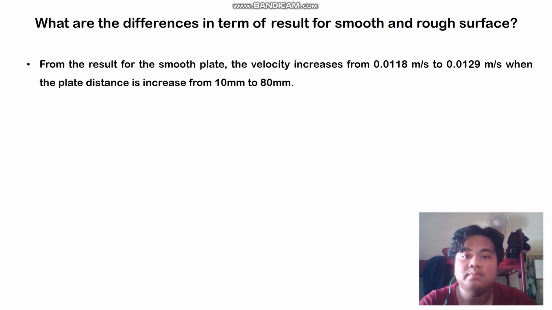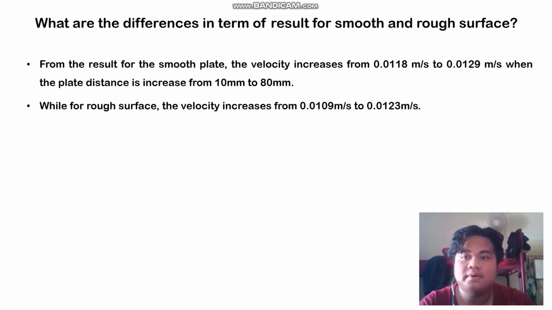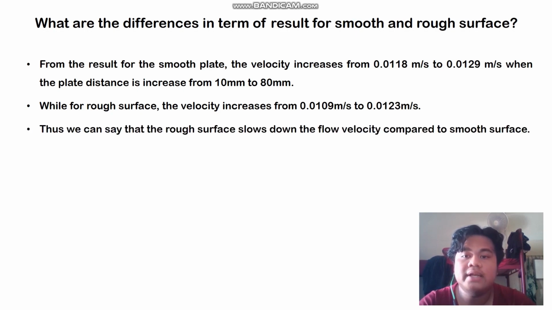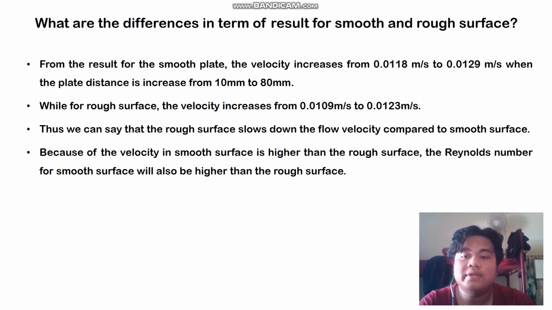The last question is, what are the differences in terms of results for smooth and rough surfaces? From the results, for the smooth plate, the velocity increases from 0.0118 m/s to 0.0129 m/s when the plate distance is increased from 10 to 80 mm. As for the rough surface, the velocity increased from 0.0109 to 0.0123. So we can say that the rough surface slows down the flow velocity compared to the smooth surface. This is because the velocity on the smooth surface is higher than on the rough surface. The Reynolds number for the smooth surface will also be higher than for the rough surface.